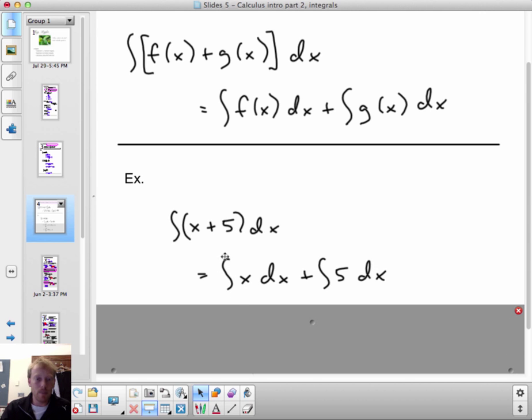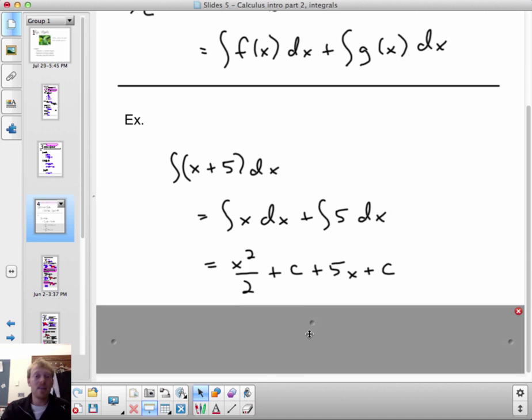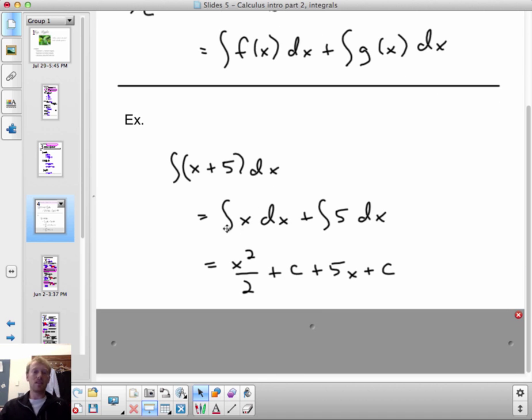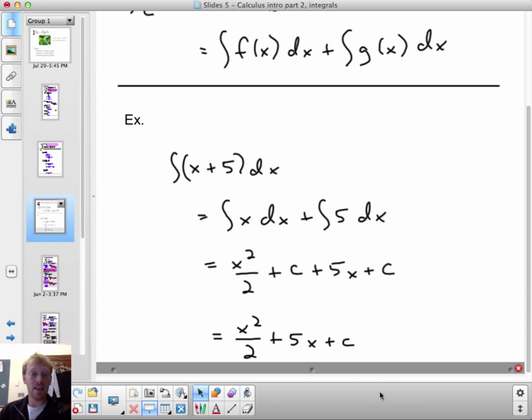I could say, what function of x has a derivative of x, and what function of x has a derivative of 5. And so here, the integral of x dx is equal to x squared over 2 plus a constant, and the integral of 5 dx is equal to 5x plus a constant. But a constant plus a constant is just a constant, and so this is actually all of the infinitely many functions whose derivative is x plus 5.